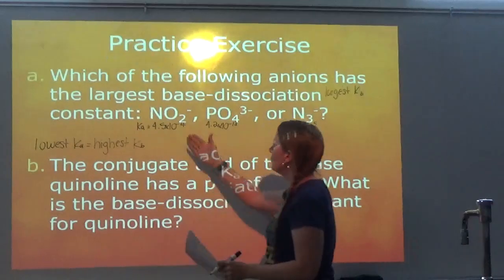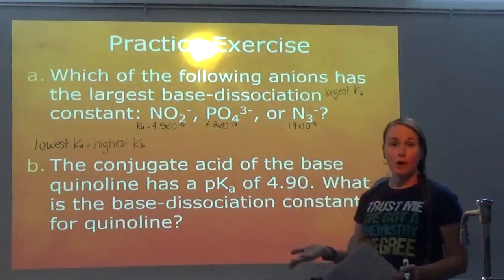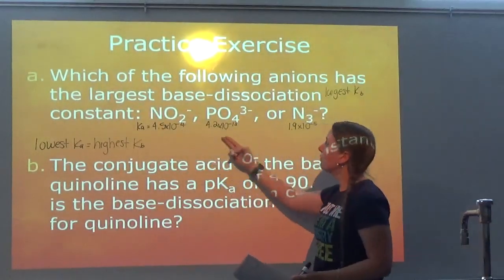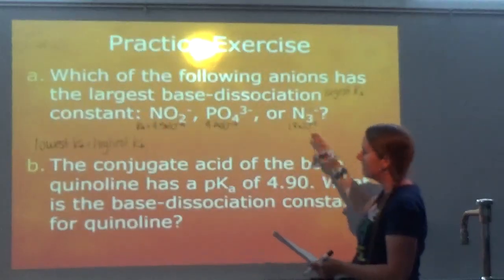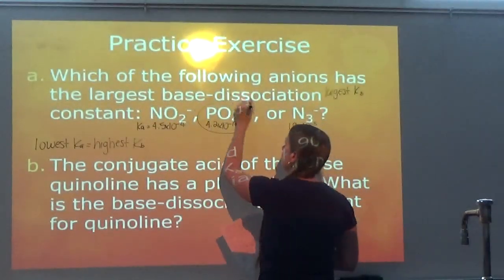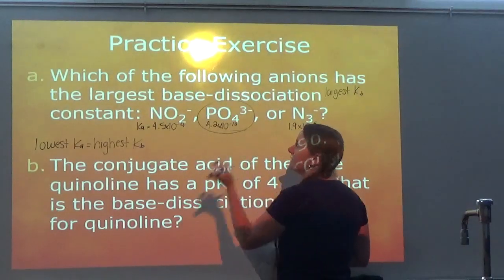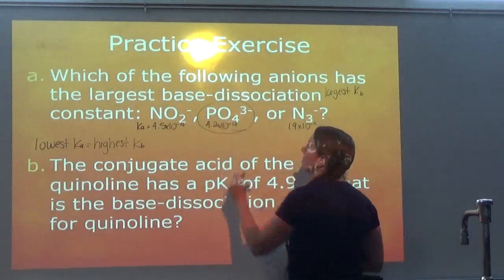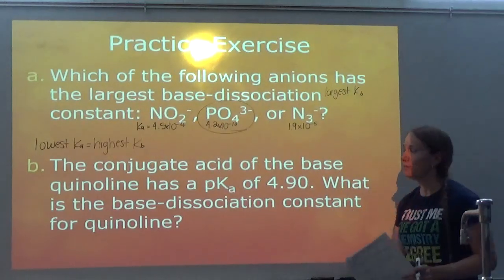So I'll look at my choices. So I need to pick the smallest. So I have a 10 to the negative 4, 10 to the negative 13, and a 10 to the negative 5. This is my lowest Ka, so that's going to be my highest Kb. So it will be that PO4 with the negative 3.